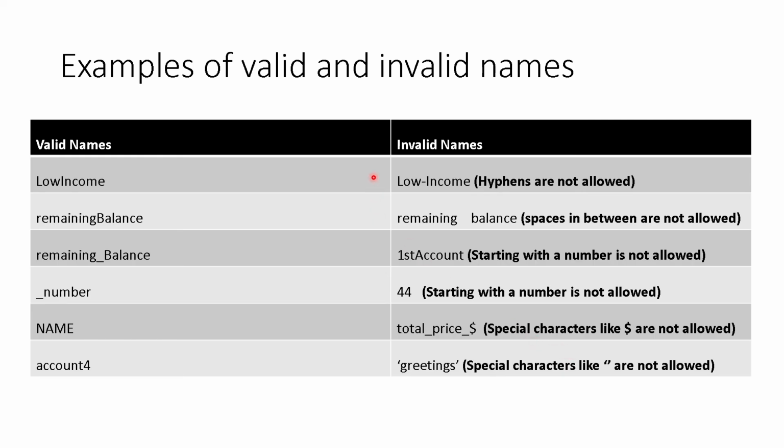So these are some examples of valid and invalid names in Python. So from the right side, the first is hyphens are not allowed. Next is spaces in between variables are not allowed. Numbers at the beginning are not allowed. And special characters and quotations are also not allowed. Otherwise, valid ang mga variable names na nasa left side ng table.